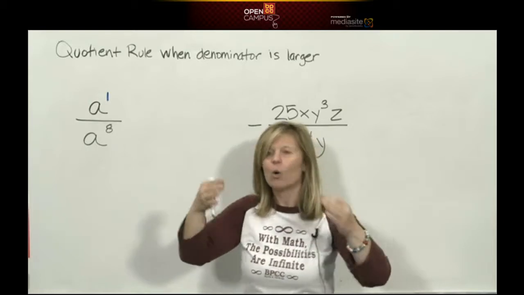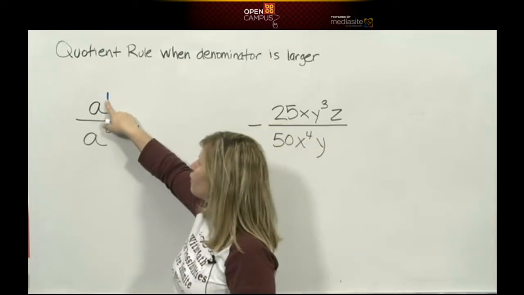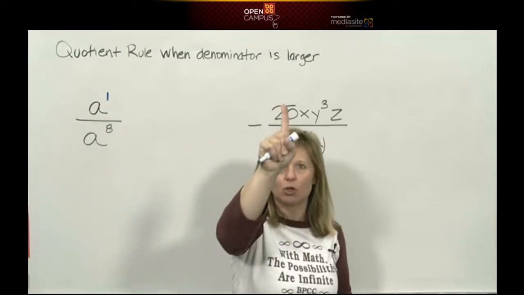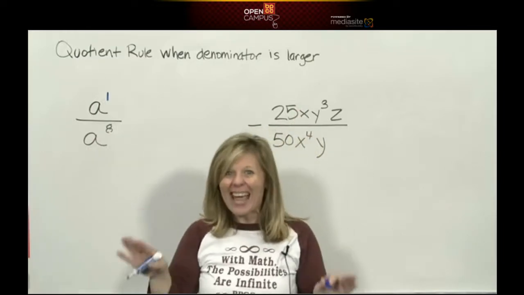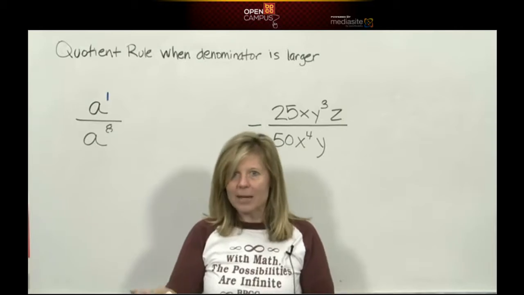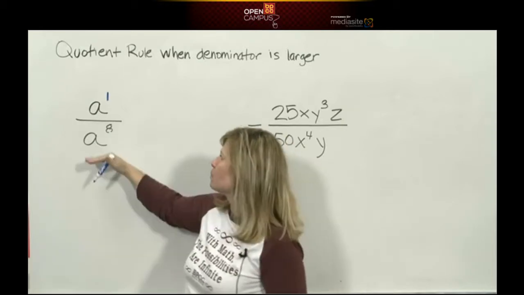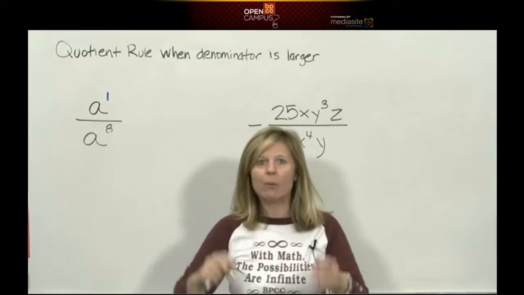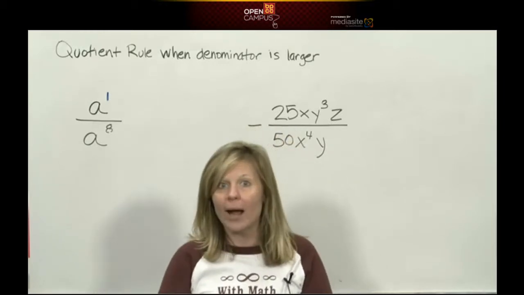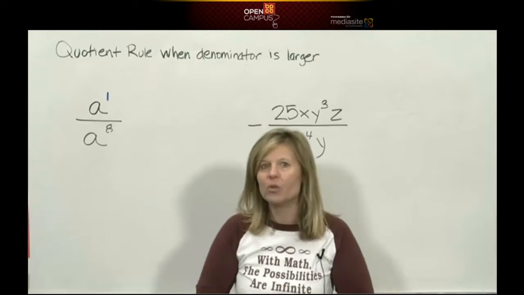Visually speaking, we understand what this means. A to the first means there's one A in the numerator. A to the 8th means there's 8 A's in the denominator. So we obviously know there's more A's in the denominator. So when we do our rule and we get our quotient, it's going to go where? Very good. It's going to go in the denominator.